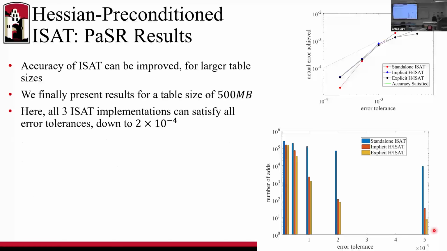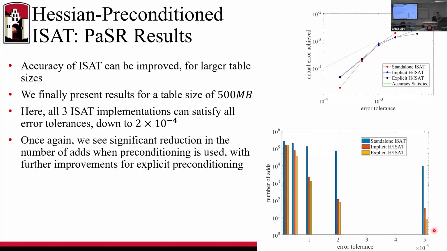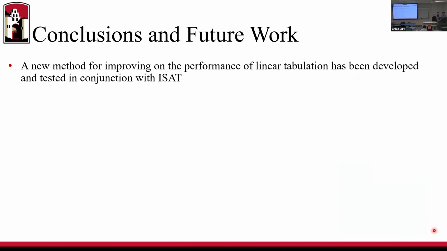And finally, I'm going to briefly skim over the larger table size. So here we see the same results, but because we're allocating more room for our table, for all 3 types of ISAT, we can achieve the error that we desire. But of course, standalone ISAT still requires the largest number of ellipsoids in order to achieve that error. So once again, we see significant reduction in the number of adds when preconditioning is used.